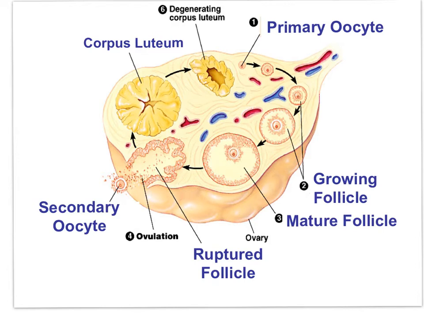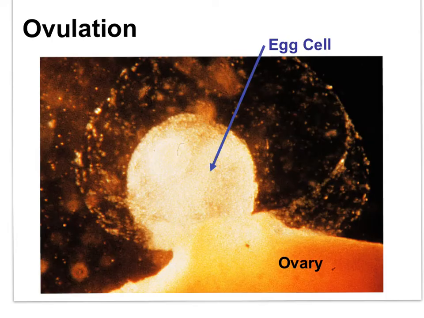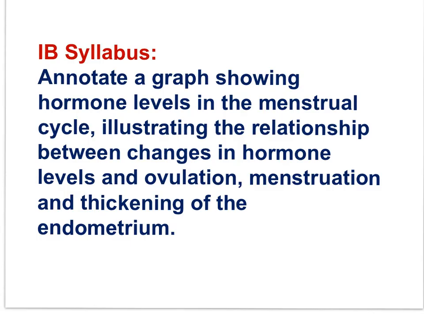The corpus luteum continues to secrete progesterone and estrogen in the second half of the menstrual cycle. These hormones target the endometrium of the uterus to ready the lining for implantation of an embryo in case of fertilization. Here is a micrograph of ovulation. The rupture of the ovary wall releases a secondary oocyte deep within a large cluster of attendant cells known collectively as the corona radiata.